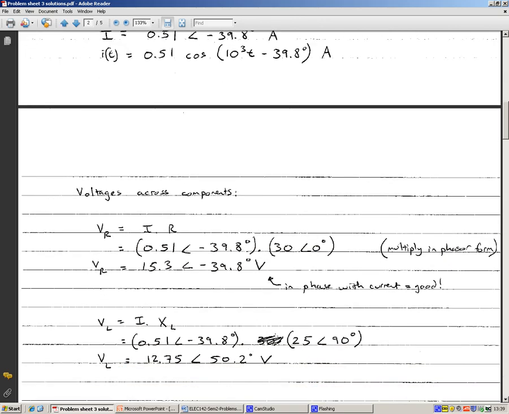So we're just going to perform this phasor multiplication. We've got 0.51 times 25, which gives us a magnitude of 12.75. And for the angles, we have minus 39.8 plus 90 degrees, and that gives us an angle of 50.2 degrees. So the final answer for our voltage across the inductor is a magnitude of 12.75 at an angle of 50.2 degrees, in volts.